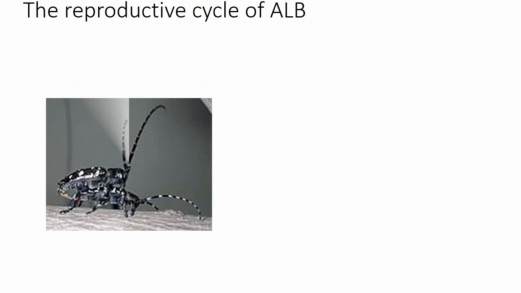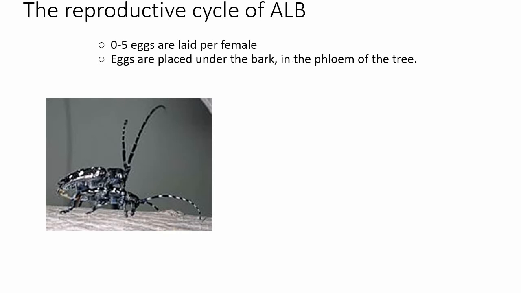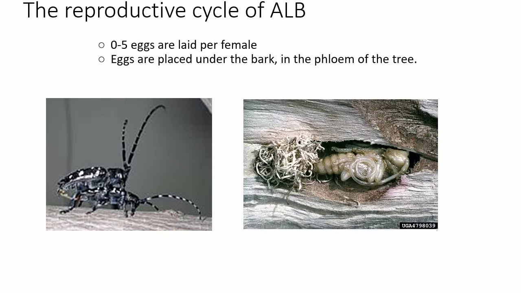The reproductive cycle of the ALB starts when the male uses their antenna to make contact with the female. If she is receptive, mating will proceed. The chew holes that the females have made are used for oviposition. They lay about 5 eggs per female in each hole, and the eggs are placed under the bark in the phloem of the tree.